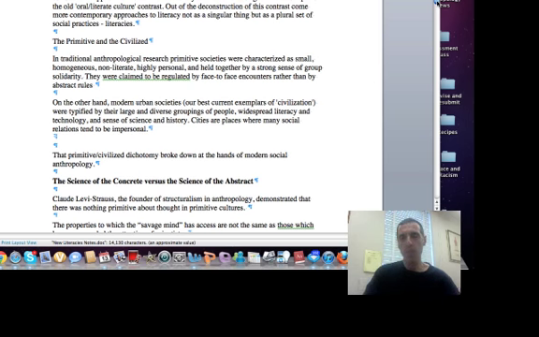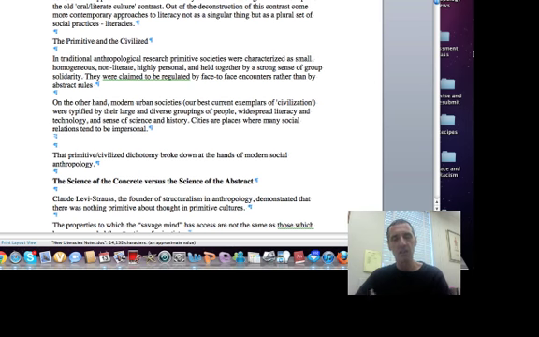However, that primitive-civilized dichotomy, with the advent of modern social anthropology, was broken down. So-called primitive societies were not primitive in their thinking, what they said, their language, or what they did, in any evolutionary sense. And there were anthropologists like Ruth Benedict and Margaret Mead who championed many of the practices of primitive societies.